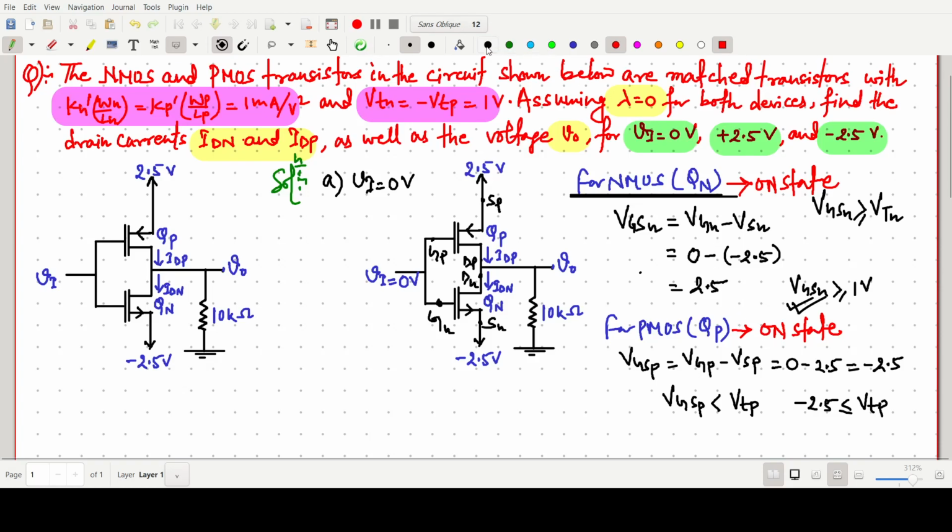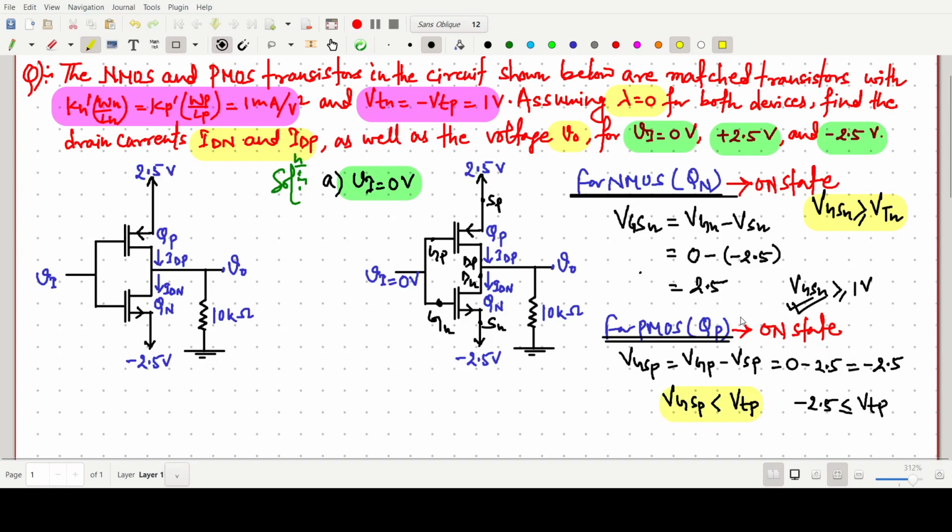This is a very crucial thing. In any problem, we have to identify whether it is on or off by using this condition. Once again, I am highlighting this for vI equal to 0 volt. What are we doing? First, we find whether this condition is satisfied or not. If not, then it is in the off state. Again, we also have to do this for the PMOS.